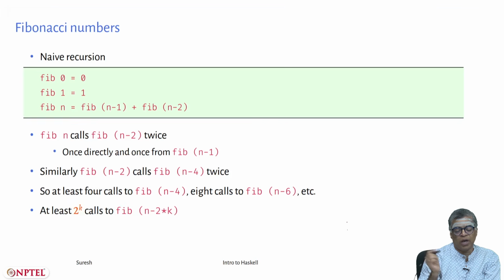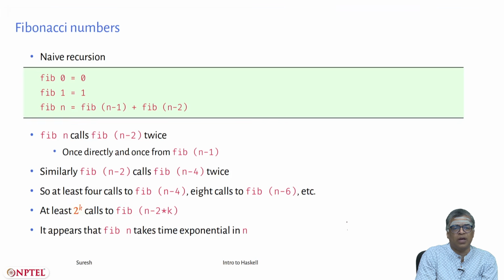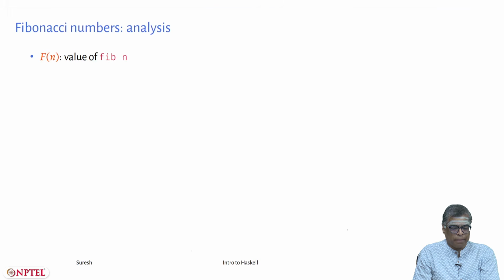So, at least 2 to the k calls to fib of n minus 2 times k. So, it appears that fib of n takes time exponential in n. This is a very rough estimate. One can actually give a more precise estimate also.